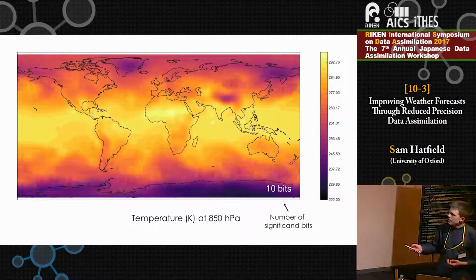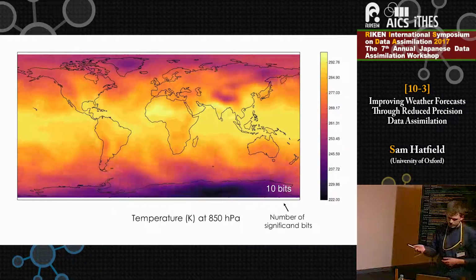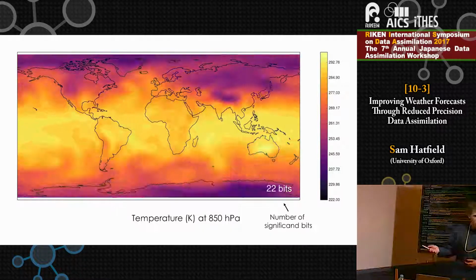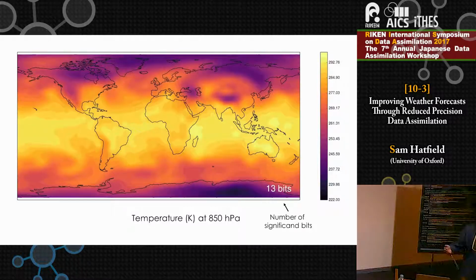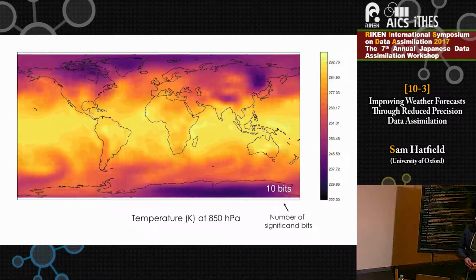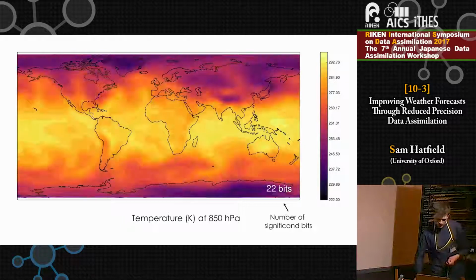But I think it's very encouraging, and I'm looking forward to plugging this into an ensemble Kalman filter and seeing how the rounding errors interact with the other errors in the system, like the observation errors and the model errors. So I think I'll leave it at that and take any questions if there are any.